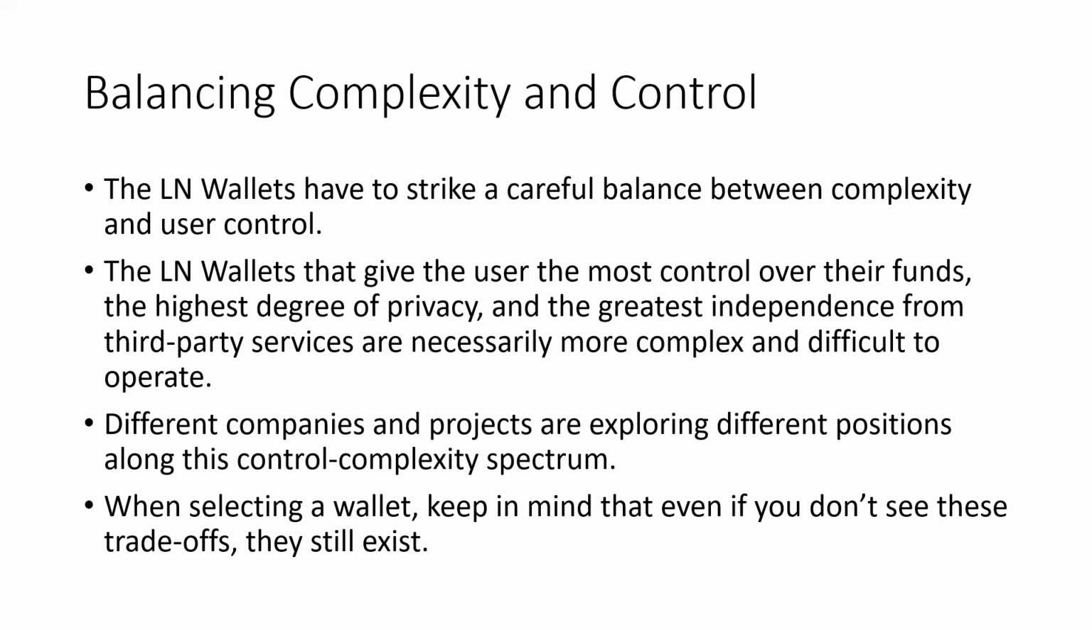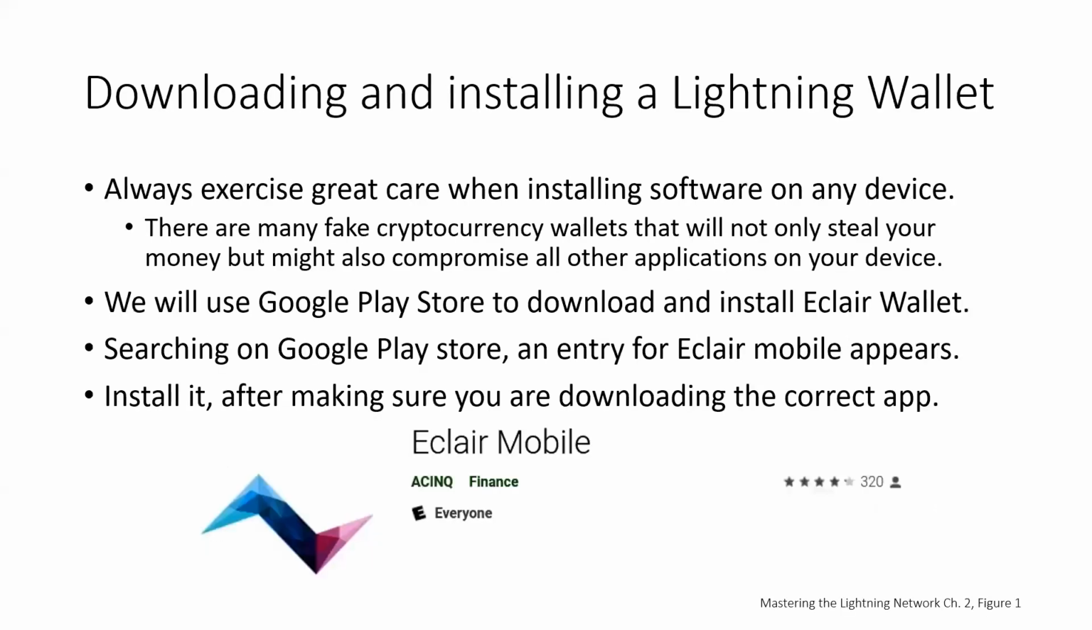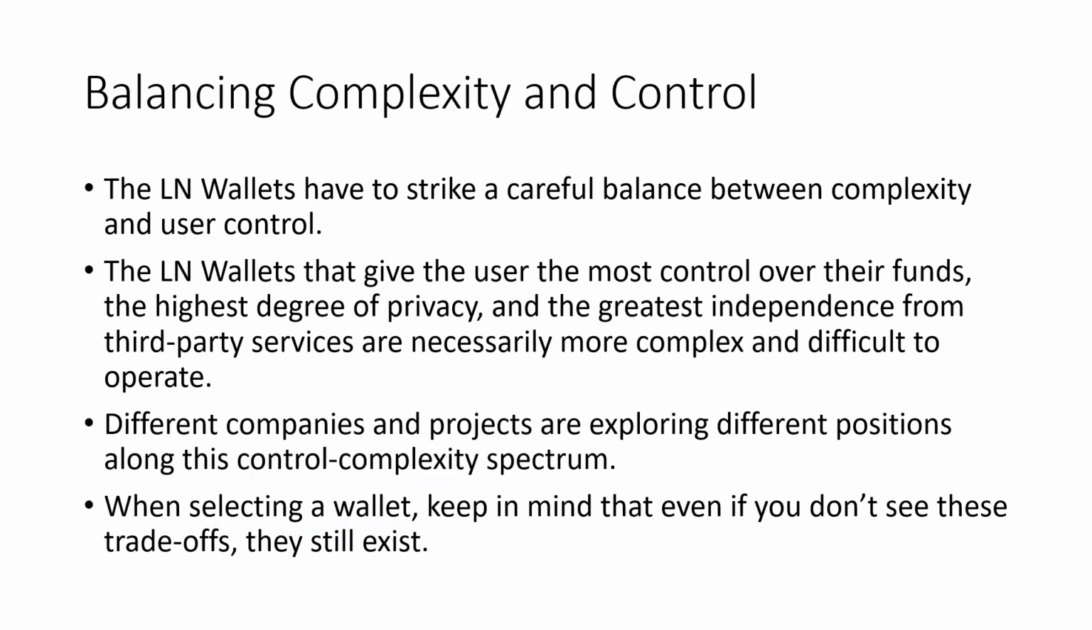When selecting a wallet, keep in mind that even if you don't see these trade-offs, they still exist. For example, many wallets will attempt to remove the burden of channel management from their users. To do so, they introduce central hub nodes that all their wallets connect to automatically. While this trade-off simplifies the user interface and the user experience, it introduces a single point of failure as these hub nodes become indispensable for the wallet's operation. Furthermore, relying on a hub like that can reduce user privacy since the hub knows the sender and potentially also the recipient of each payment made by the user's wallet.